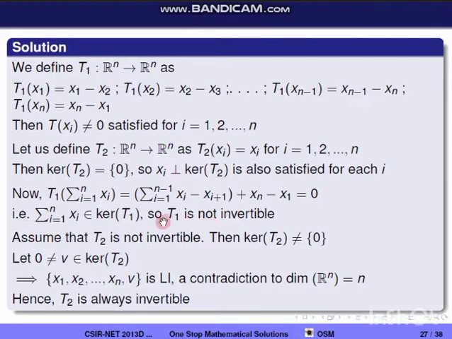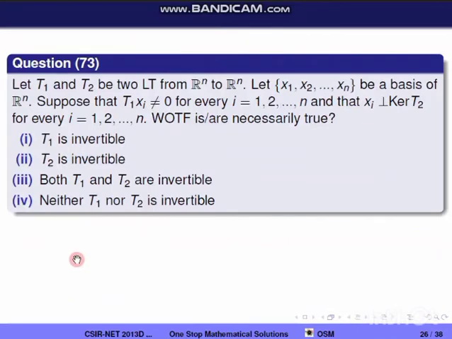Now we will show whether T2 is invertible or not. Suppose T2 is not invertible, then the kernel of T2 is not equal to the singleton {0}. That is, we get a non-zero v in the kernel of T2. That is, the set {x1, x2, etc. up to xn, v} becomes a linearly independent set, which is a contradiction to the dimension of Rn being equal to n. So T2 is always invertible. Now we'll check the correct option. So the correct option is the second one.